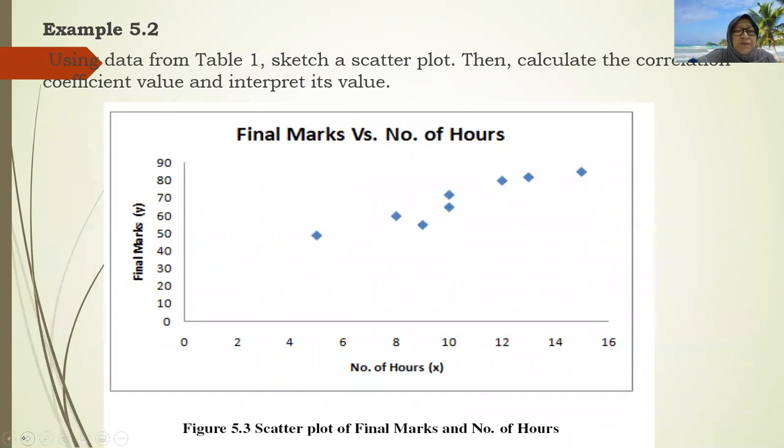Now using this data from table 1, the example that I gave you just now, we can draw the scatter plot. This is using Excel. You can see that as the value of X increases, so does the value of Y. As the number of hours students spend preparing for the final exam increases, the better marks they will get. So you can see that there is a positive trend there. This is just an observation from the plot of the data.